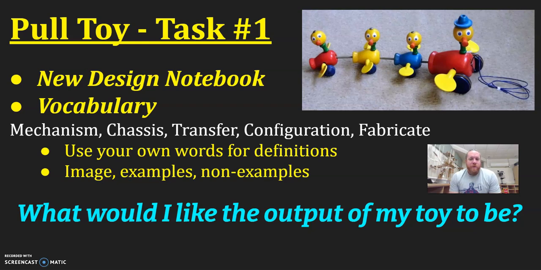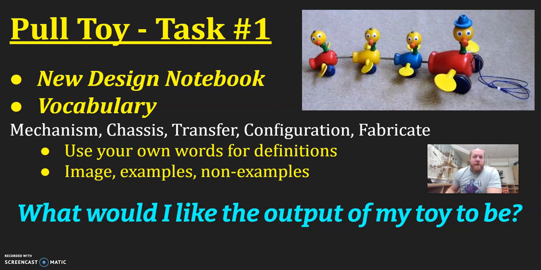The vocabulary words that you are going to look up and explore are mechanism, chassis, transfer, configuration, and fabricate. So as always, we want to make sure we're using our own words for the definitions. Do not just copy and paste. And then in the Frayer models, we want to find an image, examples, and non-examples for each term as well.